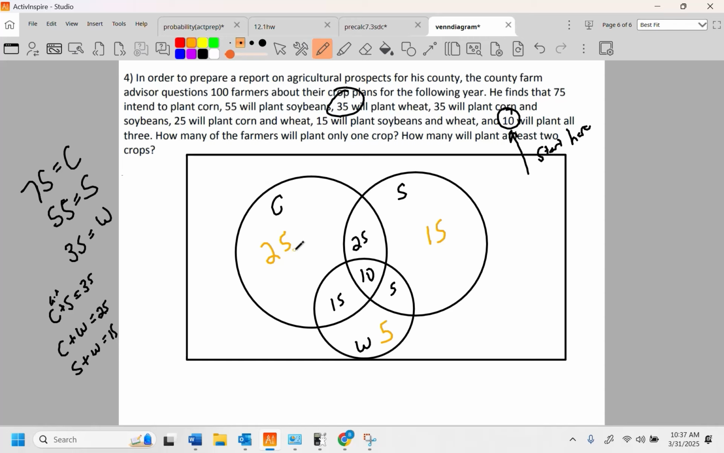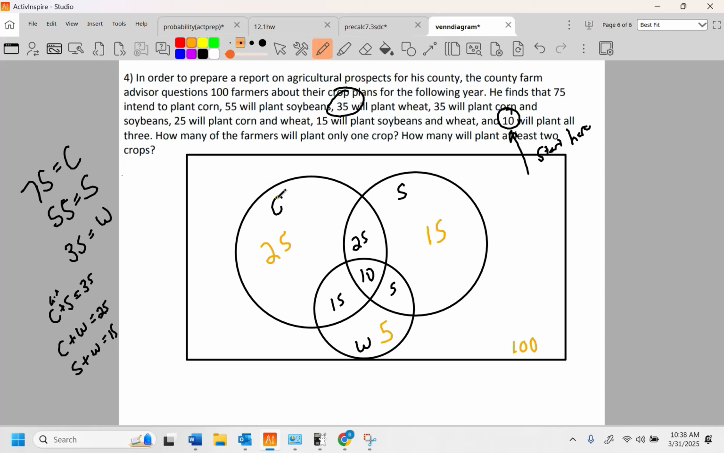There you go. And by the way, there were 100 total farmers in there, so all these numbers had best add up to 100. Let's see if they do. 25 and 25 is 50, 60. I'm going to have another 30 there. That's 90. 5 and 5, 100.